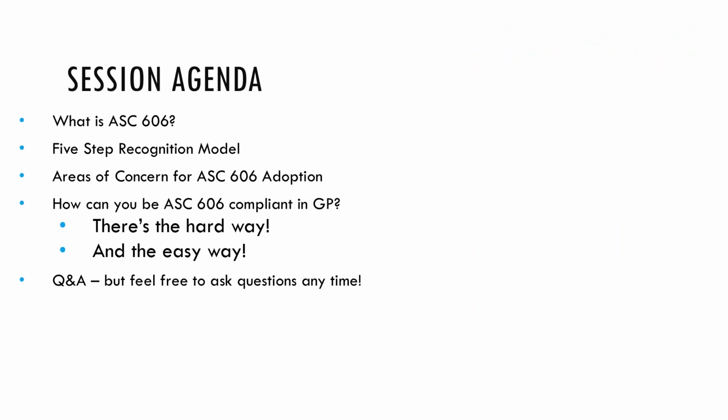So what we're going to talk about today is, first of all, what is ASC 606? We're going to look at the 5-step recognition model that's clearly delineated in ASC 606. We're going to talk about some areas of concern. If ASC 606 applies to you and you're looking at adopting it, what do you need to know? What are the gotchas that are going to really get your attention and that you need to work your way through? And finally, how can you be ASC 606 compliant in Dynamics GP? And there's a couple ways. We can talk about the hard way and we'll talk about the easy way.